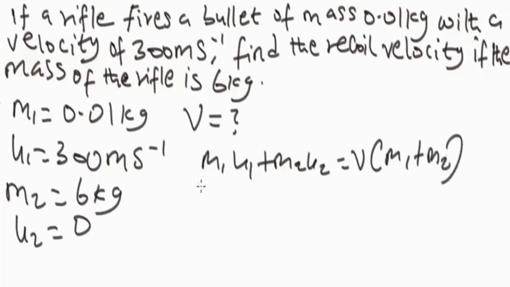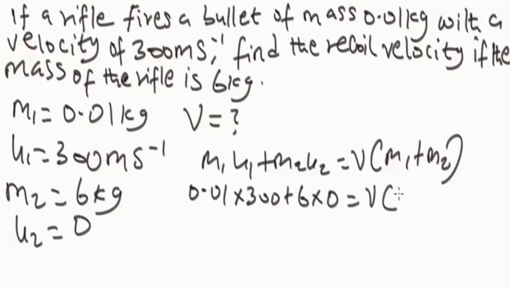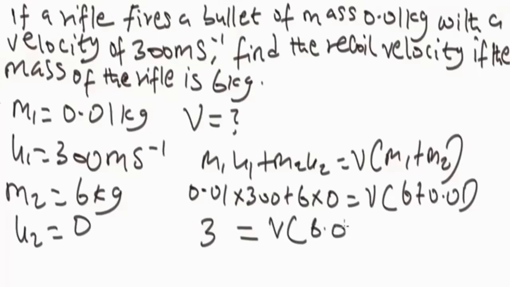So let's substitute the values. We're going to have m1 is 0.01 times 300 plus our m2 is 6 times 0 equals v in brackets 6 plus 0.01. When you simplify this, 0.01 times 300 will give us 3. 6 times 0 is 0. We only have 3 on the left side of the equation. On the right, 6 plus 0.01 gives us 6.01. So to make v the subject of the formula, divide both sides by 6.01.